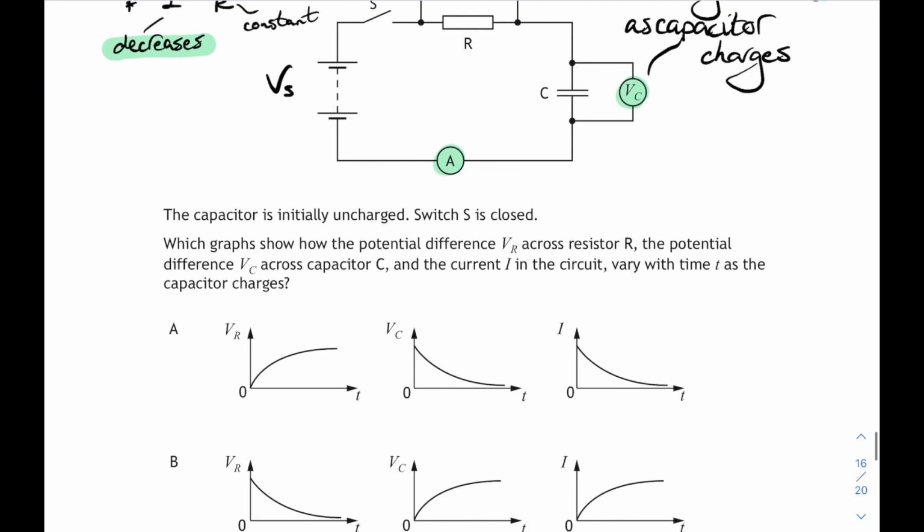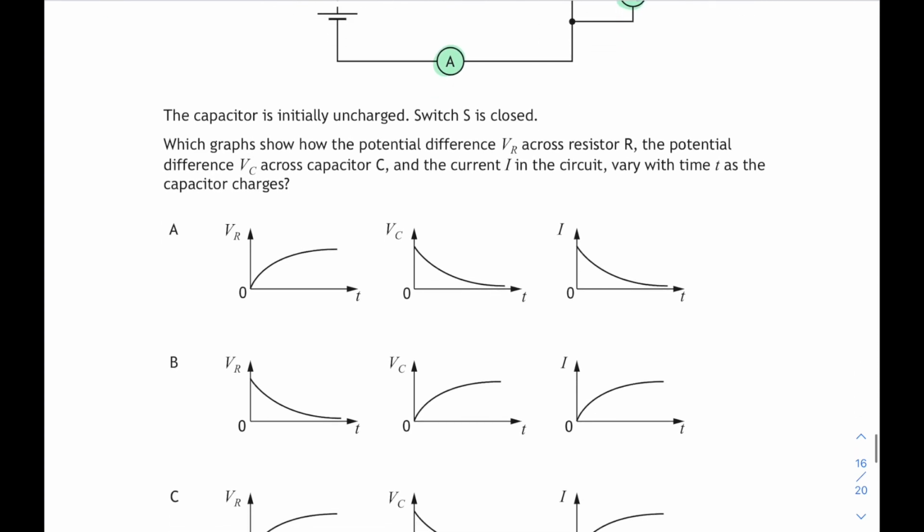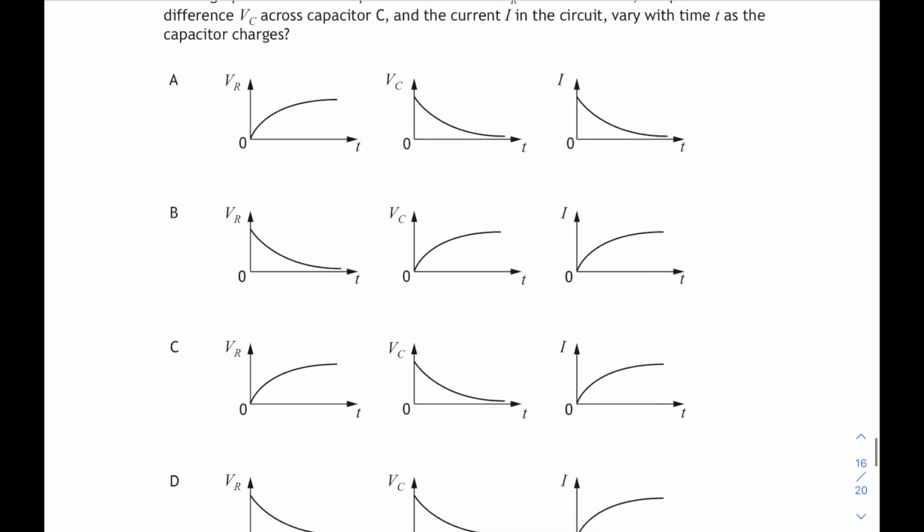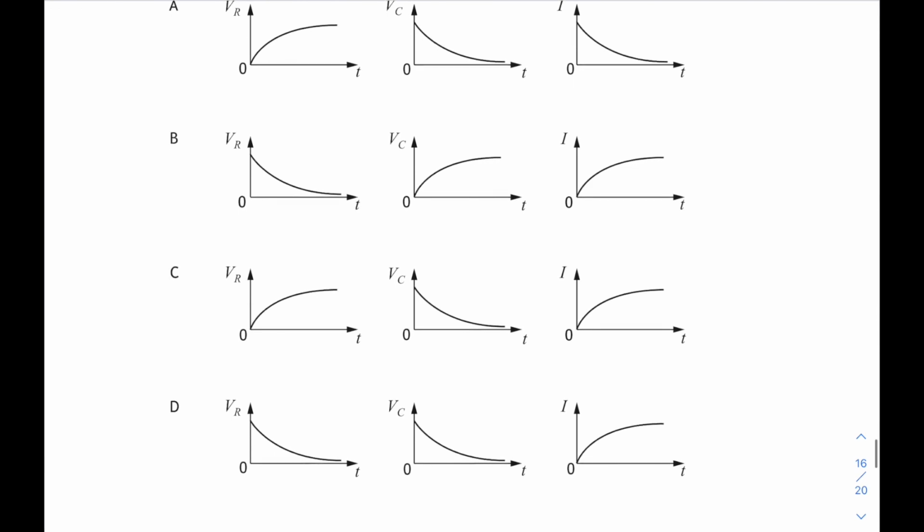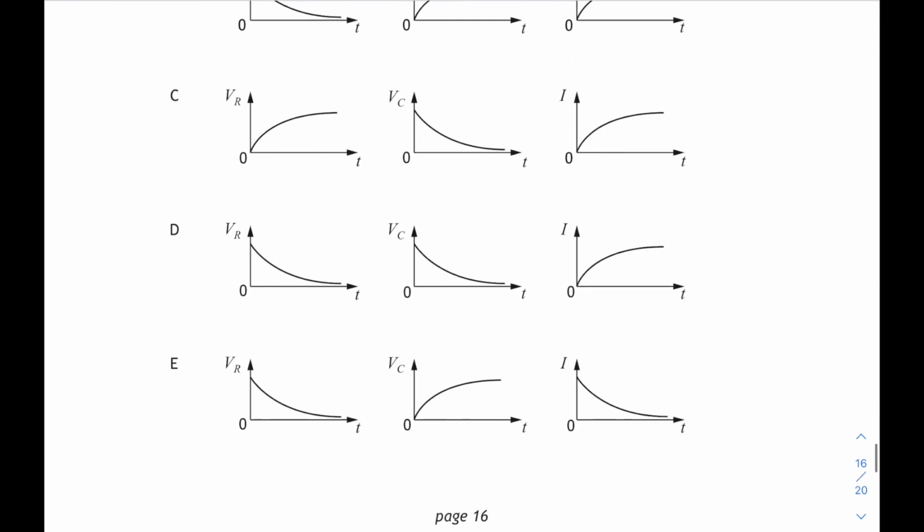So we are looking for graphs here. VR decreases, VC increases, and the current decreases. So decreases, increases, decreases. Then the only possible answer is E.